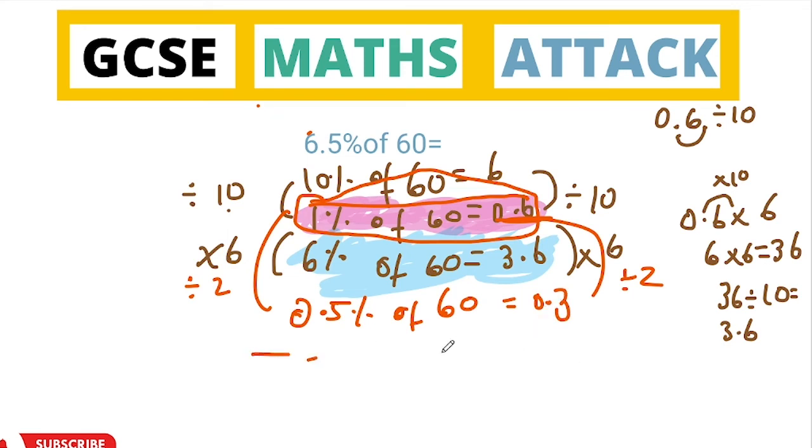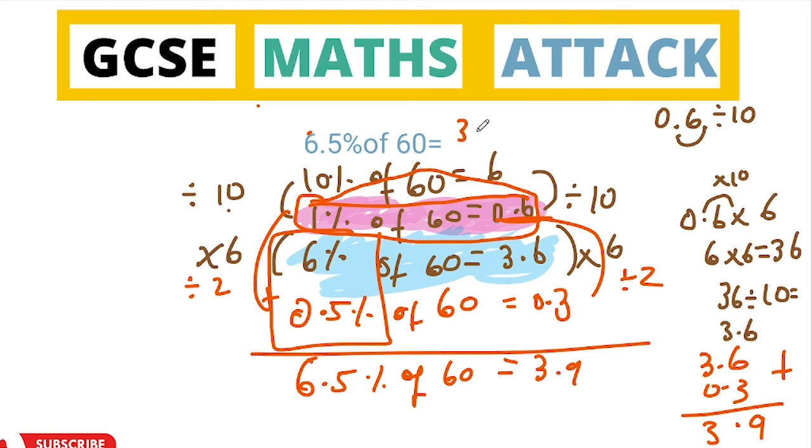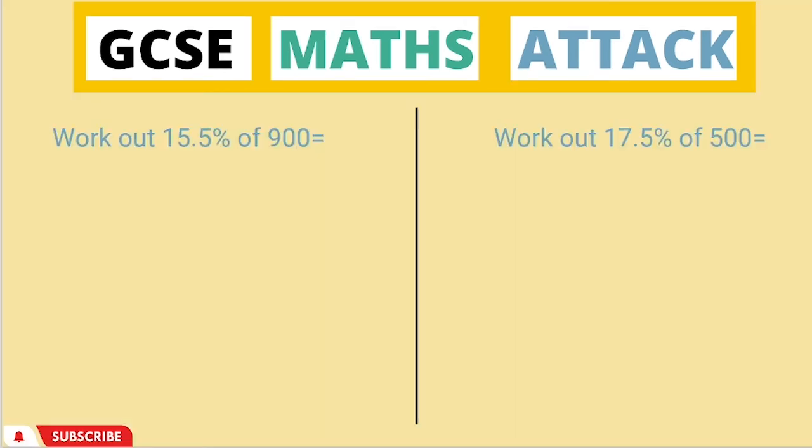So all I have to do is add these two together. So 6% and 0.5 gives me 6.5% of 60, and 3.6 plus 0.3 is 3.9. So your answer is 3.9. Pause the video and have a go at this question.